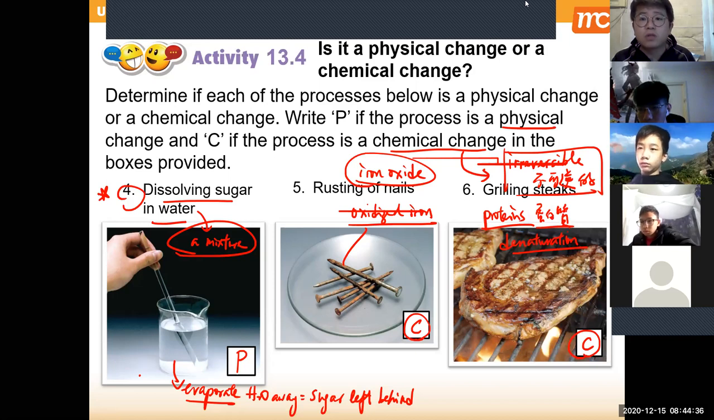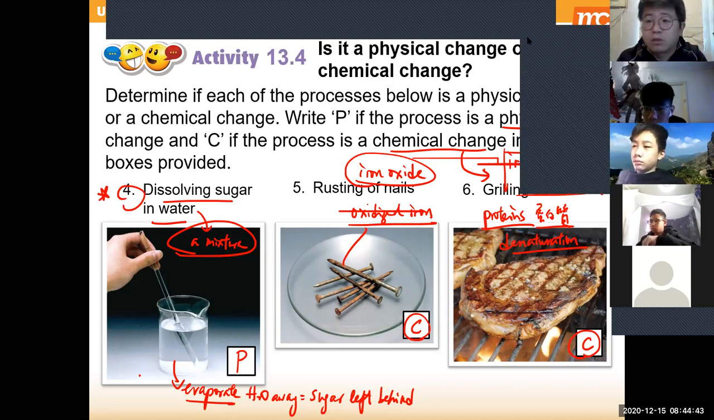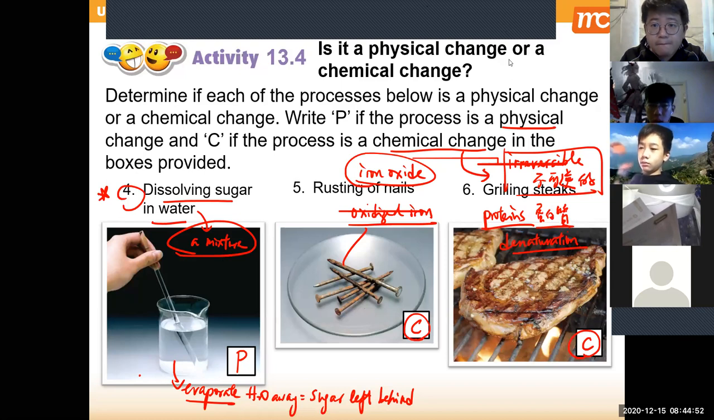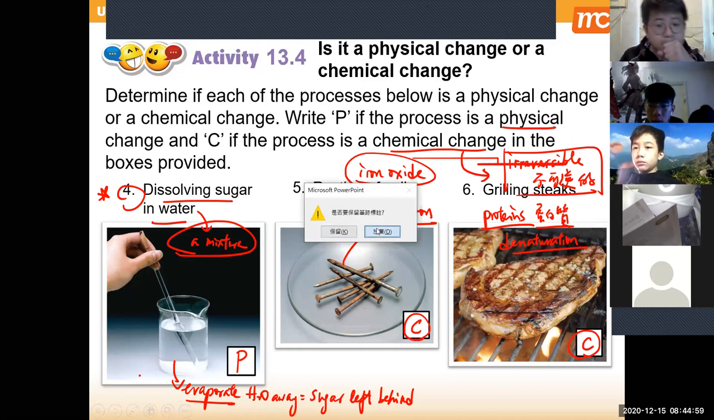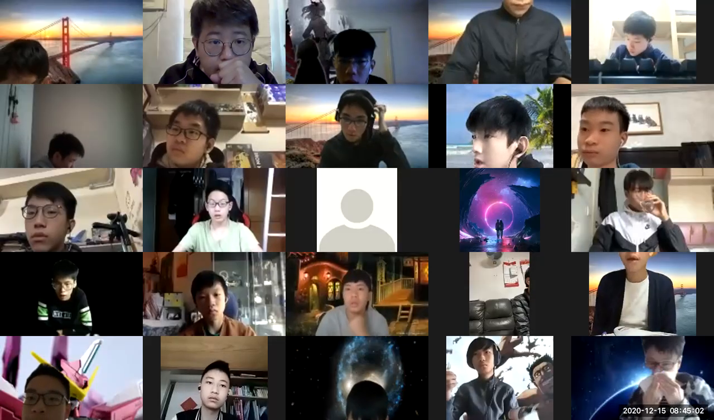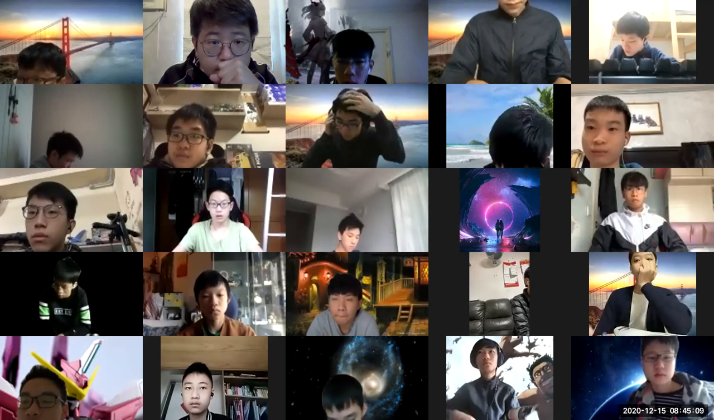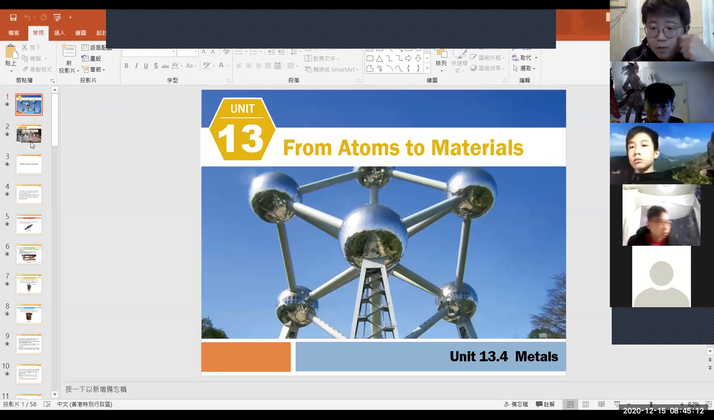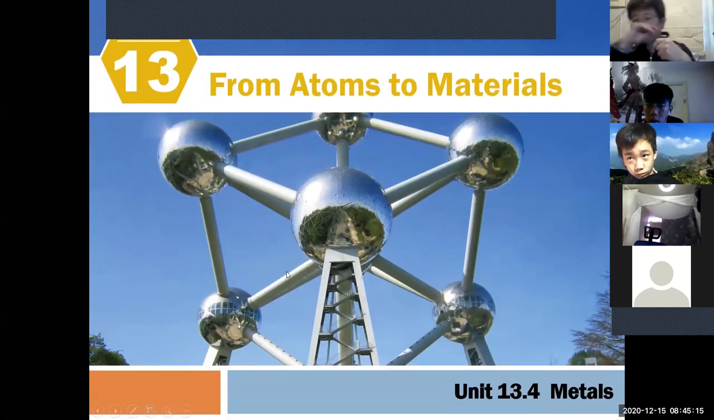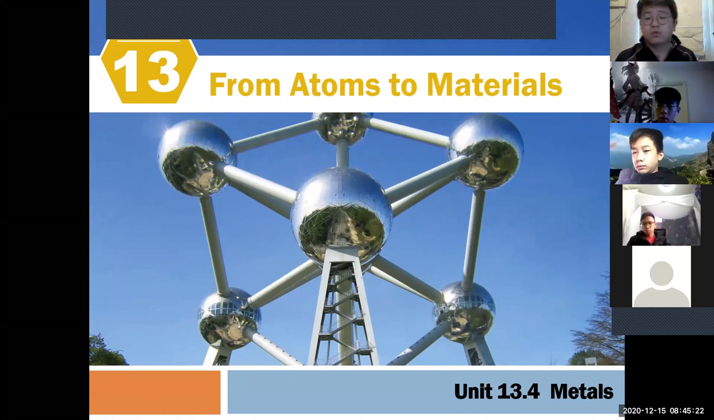So today, what you are going to do is to take a look at the new chapter. It's on the uses of metals. Just wait for me. I'd like to open another PowerPoint. Now, this is another PowerPoint. Now, we come to another topic, the uses of metals. Let's try to take a look in detail at metals, okay?